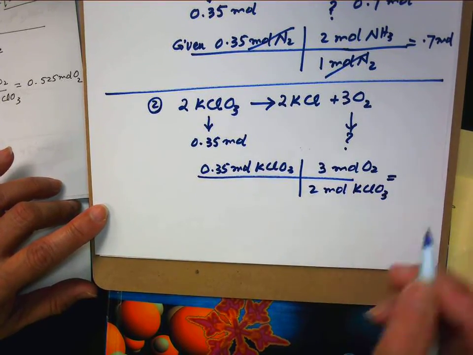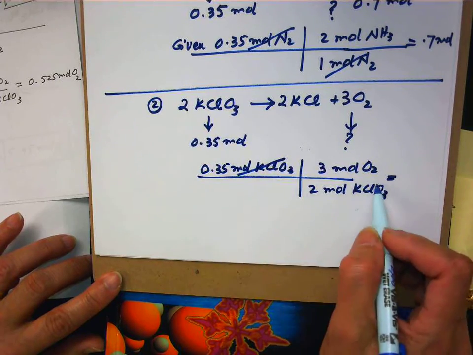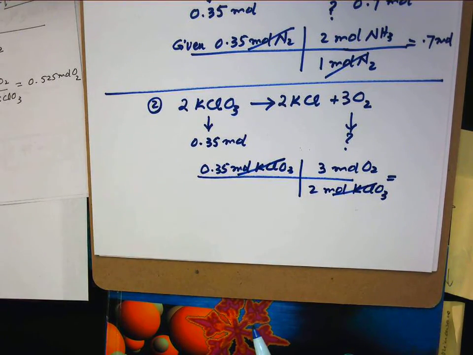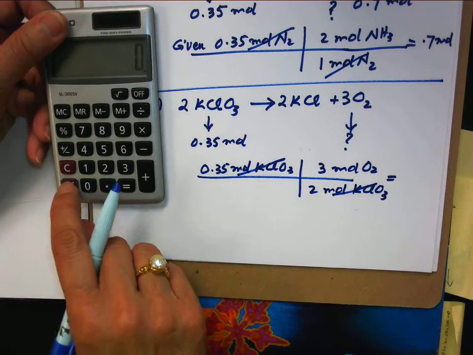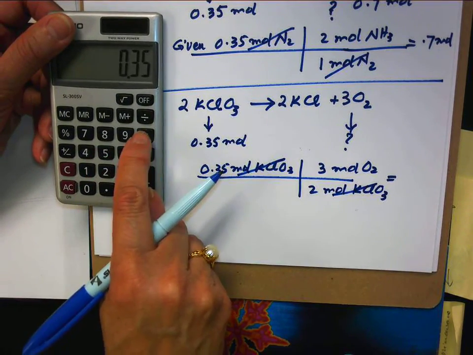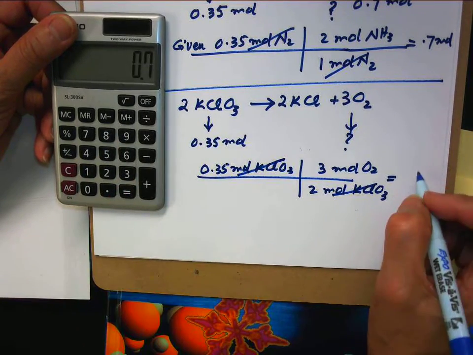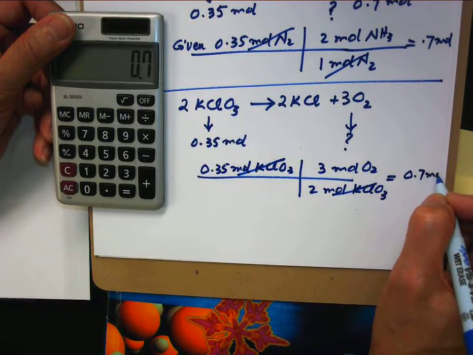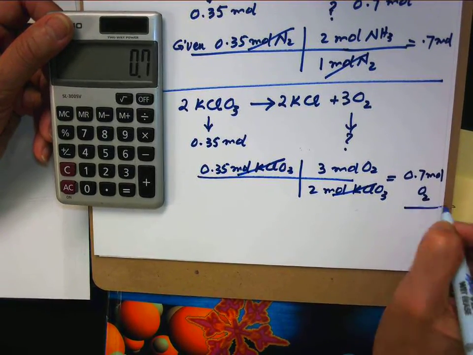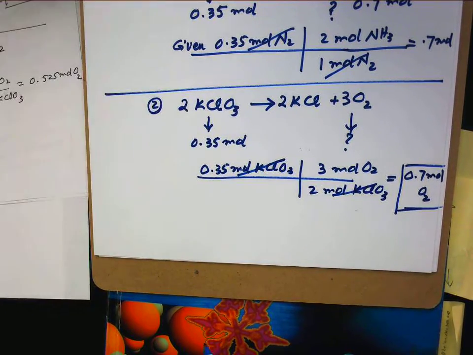So what do you do now? Cancel this 2, multiply 0.35 times 3 divided by 2, you get 0.7 moles of oxygen. Get it? So this is changing from 1 mole to another mole by using the balanced equation. All right?